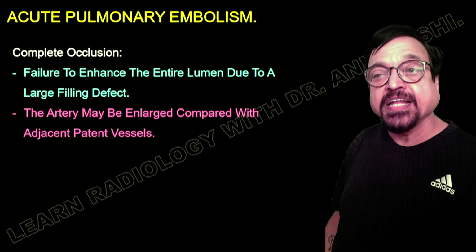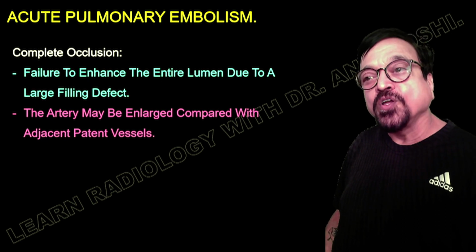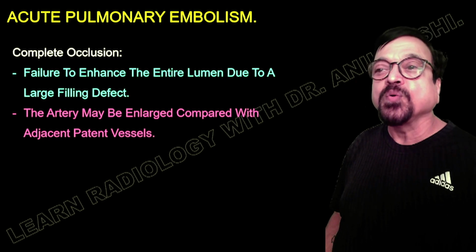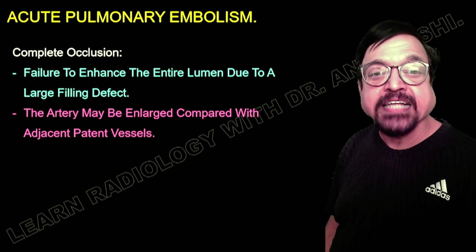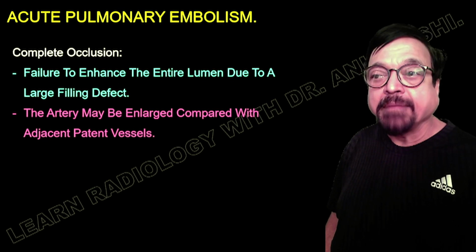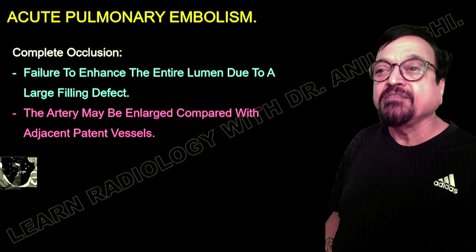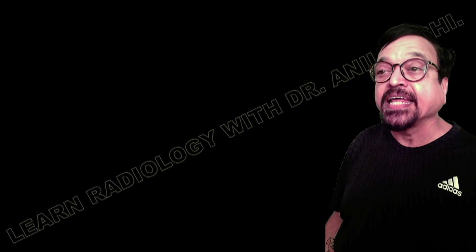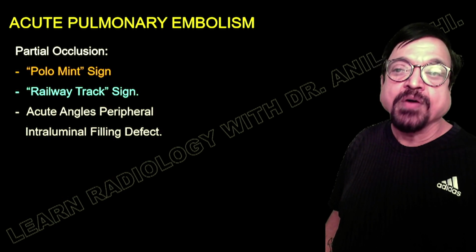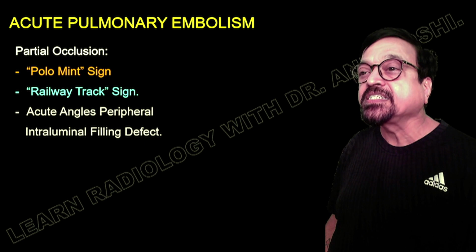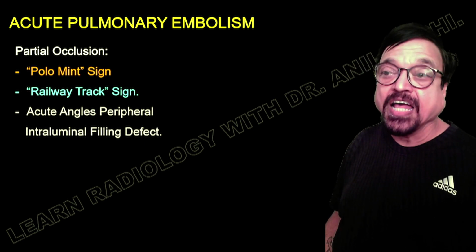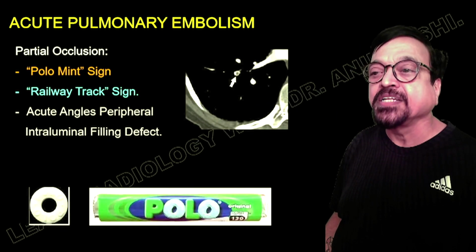Now, complete occlusion, if it occurs, is because of failure to enhance the entire lumen due to a large filling defect. Then we can say there is a complete occlusion, and the artery may be enlarged compared with the adjacent patent vessel. So these are the two things we have to see for a complete occlusion, like in this case. Now, in acute pulmonary embolism, first see what a partial occlusion is. Now we are seeing radiological signs: the Westermark sign, railway track sign, acute angle, peripheral and intraluminal filling defects are the main signs of pulmonary embolism, as we are seeing here.